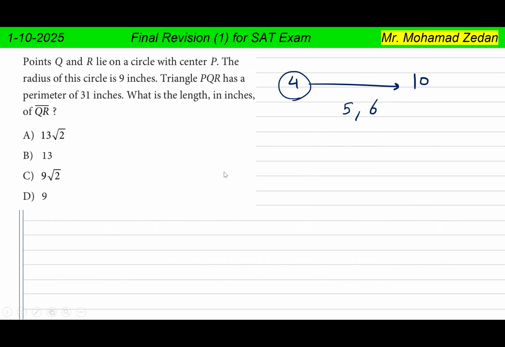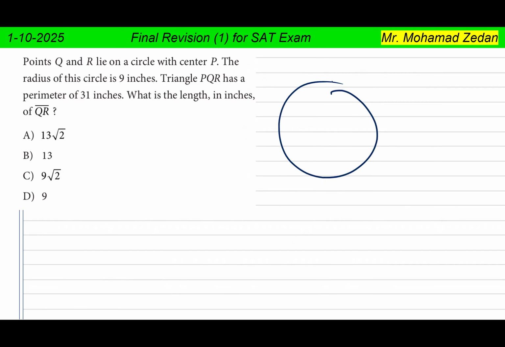Okay. What about this figure, please? This question. Try to solve. Points Q and R lie on a circle with center P. You have a paper in the exam, you try to solve. You have 2 points like this, Q and R. Center is P. Radius is 9. This is 9, this is 9. Triangle PQR, you can continue forming the triangle here, has a perimeter of 31 inches. What is the length in inches of QR?